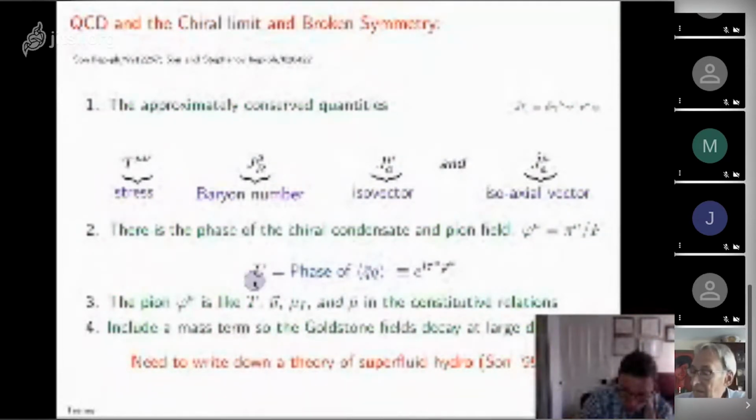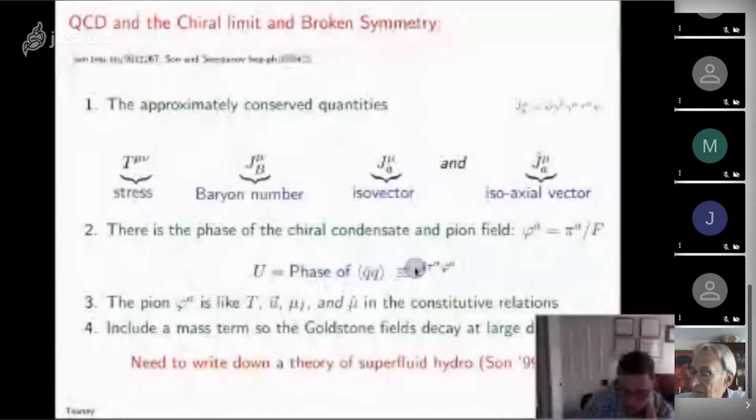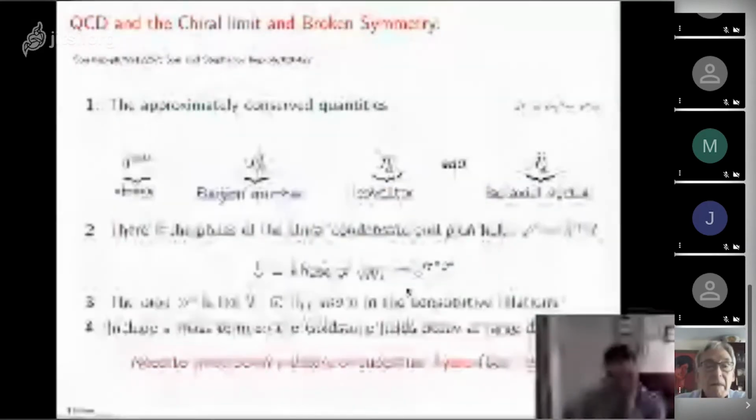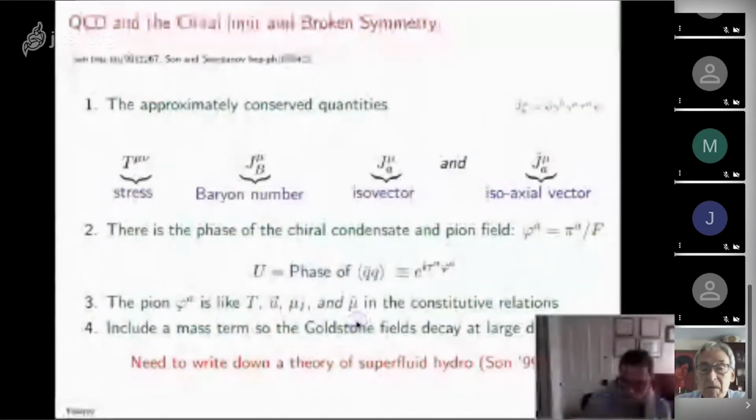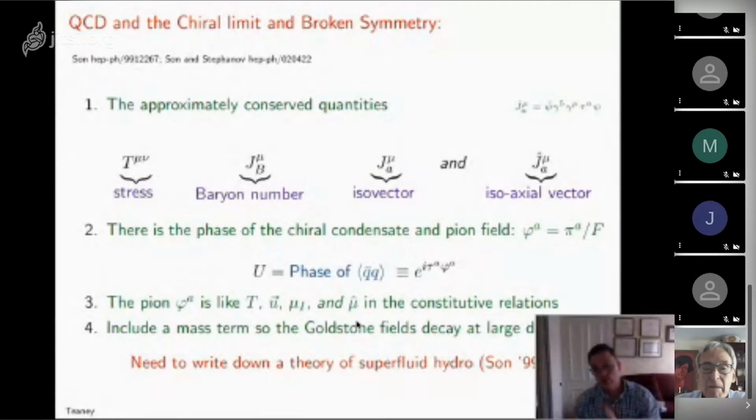So U, which is typically used in chiral perturbation theory, is parameterized by the phase of the pion. The pion field, phi A, is just like the temperature and flow velocity, the isochemical potential, and the axial chemical potential, and it should be included in the constitutive relations of hydrodynamics when you write it down.